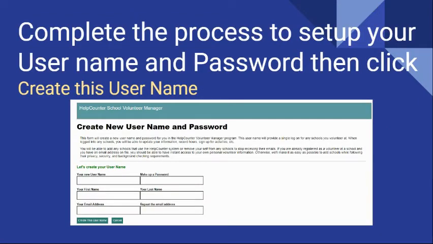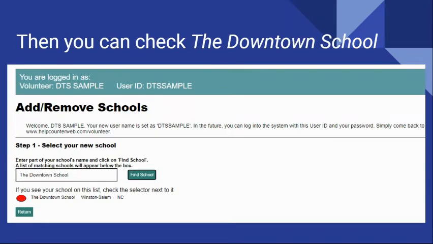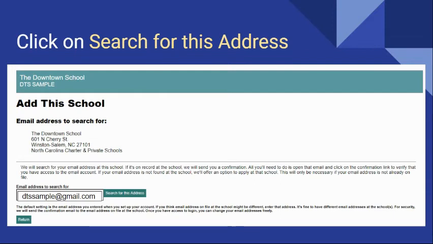It will take you through that information. Just make sure you use the same email that you used to sign up with your application in your first application. It'll ask you to add a school, and so you'll go ahead and type in the downtown school and click find school. Then it'll say, is this the downtown school you're looking for? And you can click to select that. And then it will enter the email address that you just put in and that you put on file with us, and you can say search for this address.